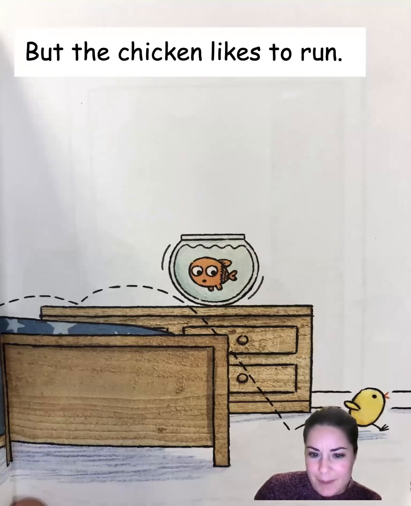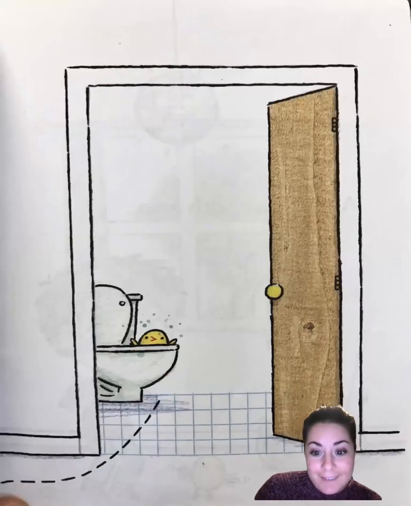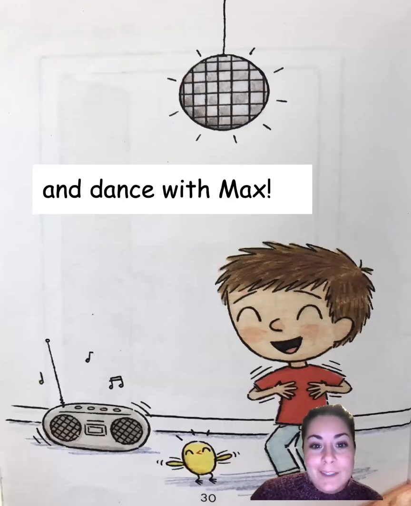Oh, I didn't know he had a pet goldfish. And hide. Yes, Flippy, we read that right. Hide. We saw the super E, and it makes the I say its name, so hide. It's not hid. And hide. Do you see where the chicken's hiding? That's a funny chicken. He's in the toilet. Yeah. Oh, and dance with Max.